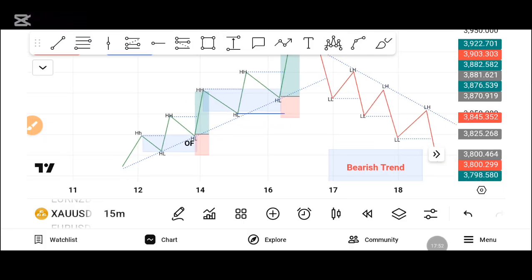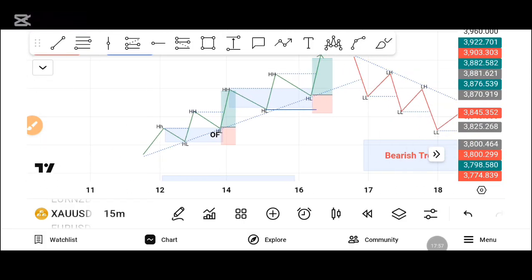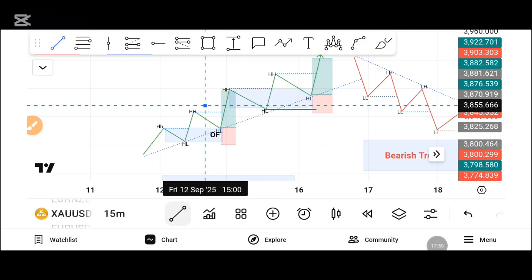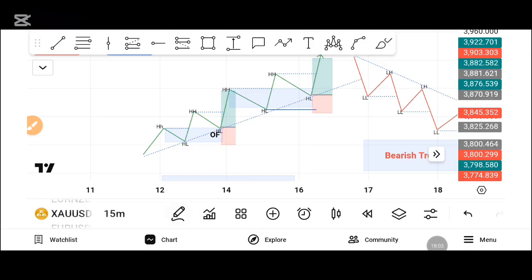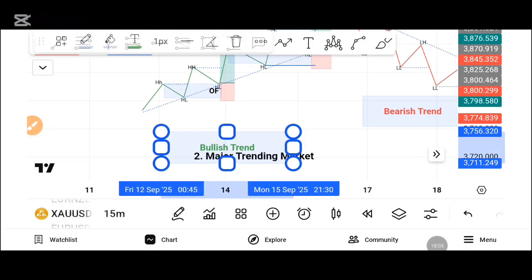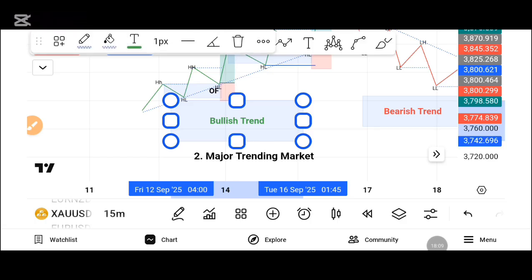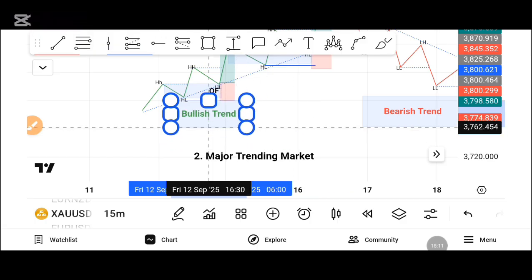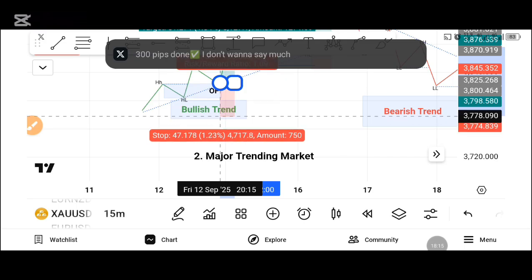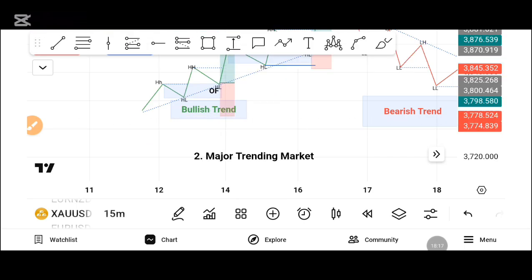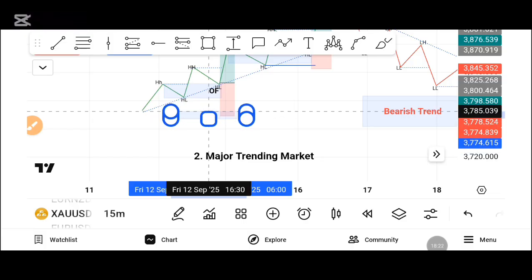Alright, so this is how you can take your trade from price giving you a high low, high low, high low in a bullish trend. Alright, in a bullish trend, so this is how you can take your trade in a bullish trend. Alright, so that is it. That is how you can probably take your trade.